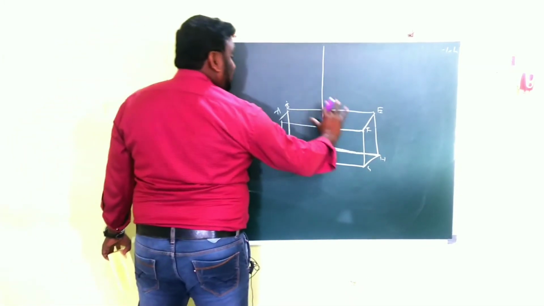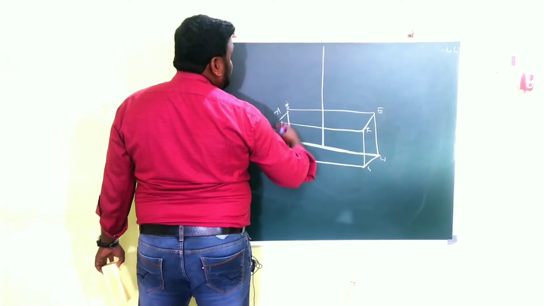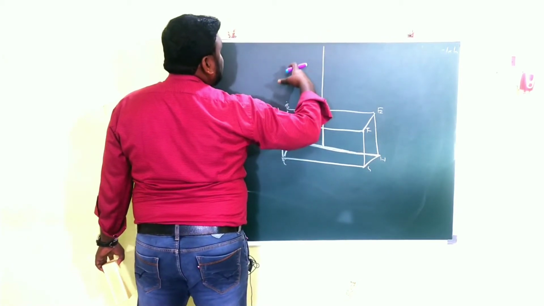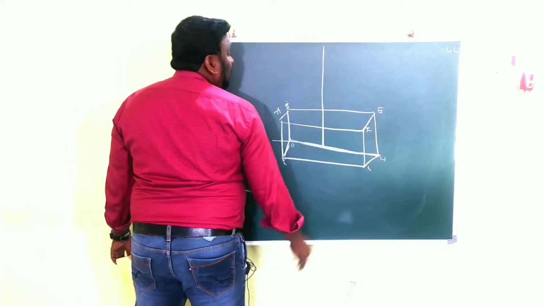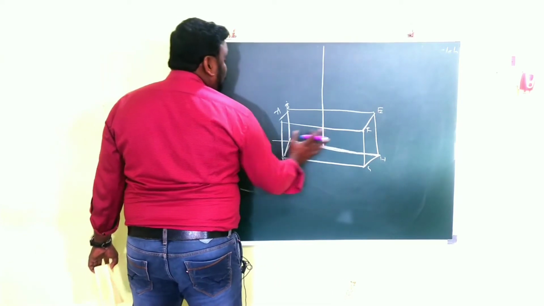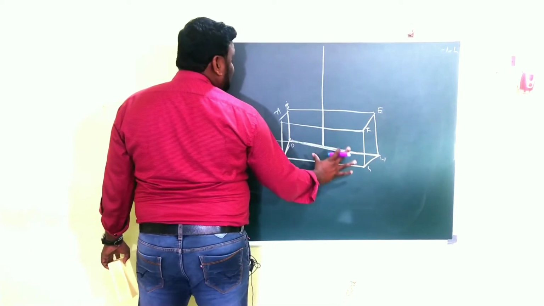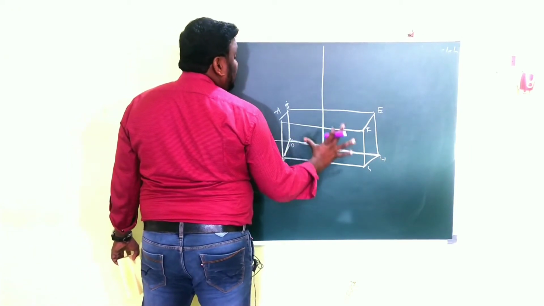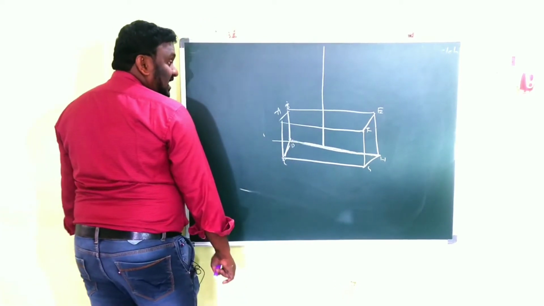Now again you have to keep the glass slab as it is. Initially we kept the glass slab and drew the boundaries, and after that we removed it. Again we take the protractor, and with its help we draw one normal line. After drawing the normal line, we again replace the glass slab as it was initially. That means the edges of the glass slab should coincide with the boundaries of the glass slab.